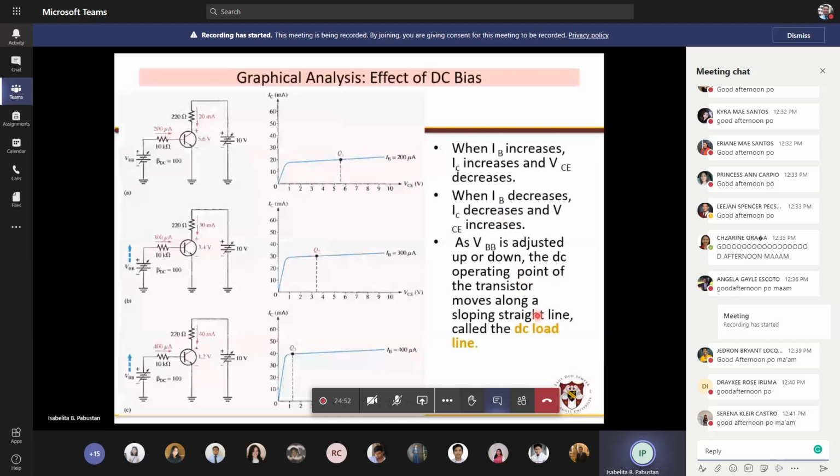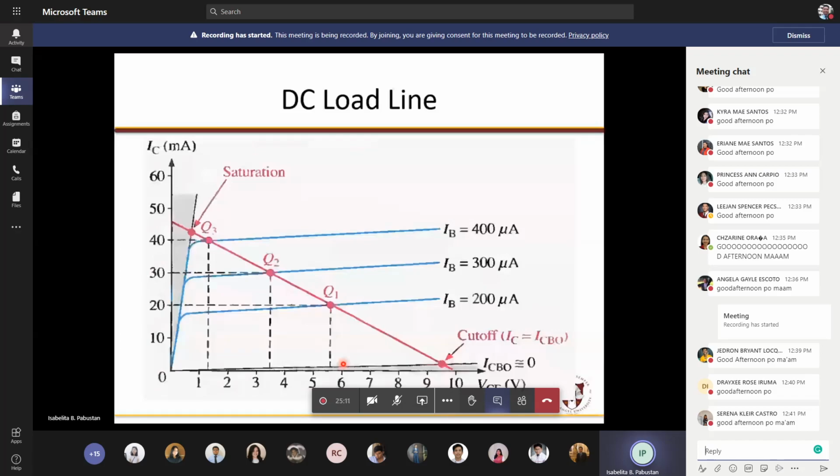As VBB is adjusted up or down, or as you increase or decrease the VBB, the DC operating point of the transistor moves along the sloping straight line called the DC load line. Asan yung DC load line? Ito yon. Okay?